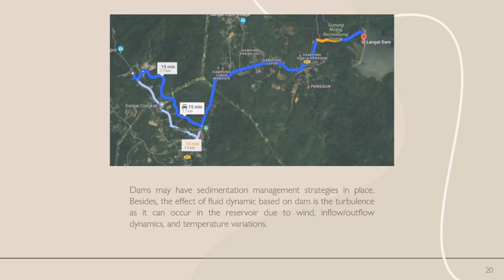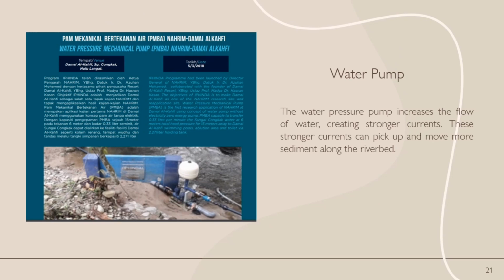Next, based on our research, we found an annual report from Nahrim, as they installed a water pressure mechanical pump near the site of Sungai Congkak. It is an innovative product that pumps water using piped water pressure and can pump 10 liters in just 30 minutes. As an effect of this water pump, the pressure may increase the flow of water, creating stronger currents. These stronger currents can pick up and move more sediment along the riverbed. The increased water flow generated by the pump enhances the ability of the water to lift and transport sediment particles, potentially causing changes in the riverbed composition.